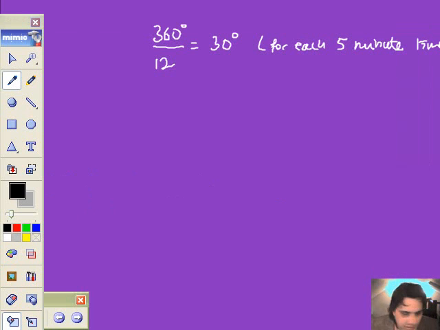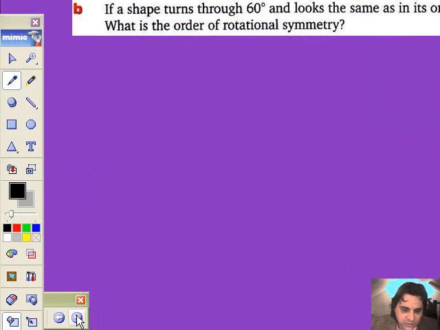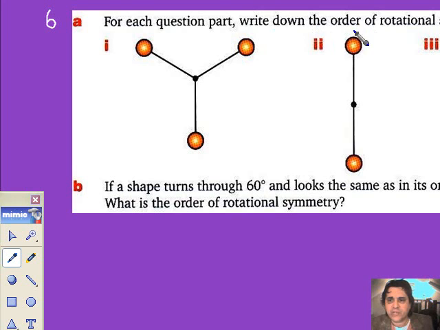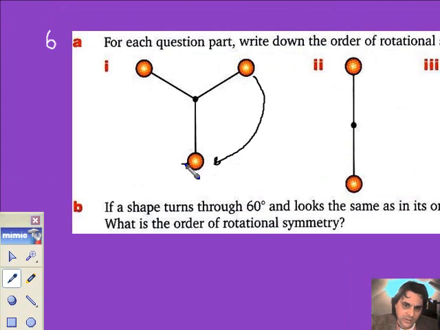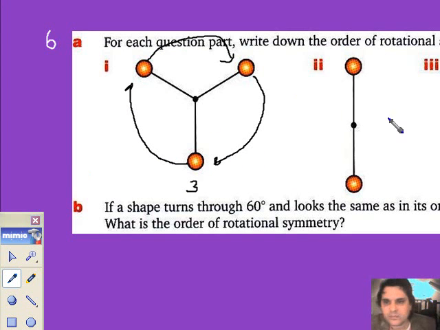So that's that, and I think I'll do one more and then pause for a second section of this video. Right, more rotational symmetry. It says for each part, write down the order of rotational symmetry and the angle of rotation. Well, this is really easy. They've drawn these shapes really well. So this will go to that, that will go to that, and that will go to that. Order of rotational symmetry 3. If I just put a 3 here, then you'll get it.